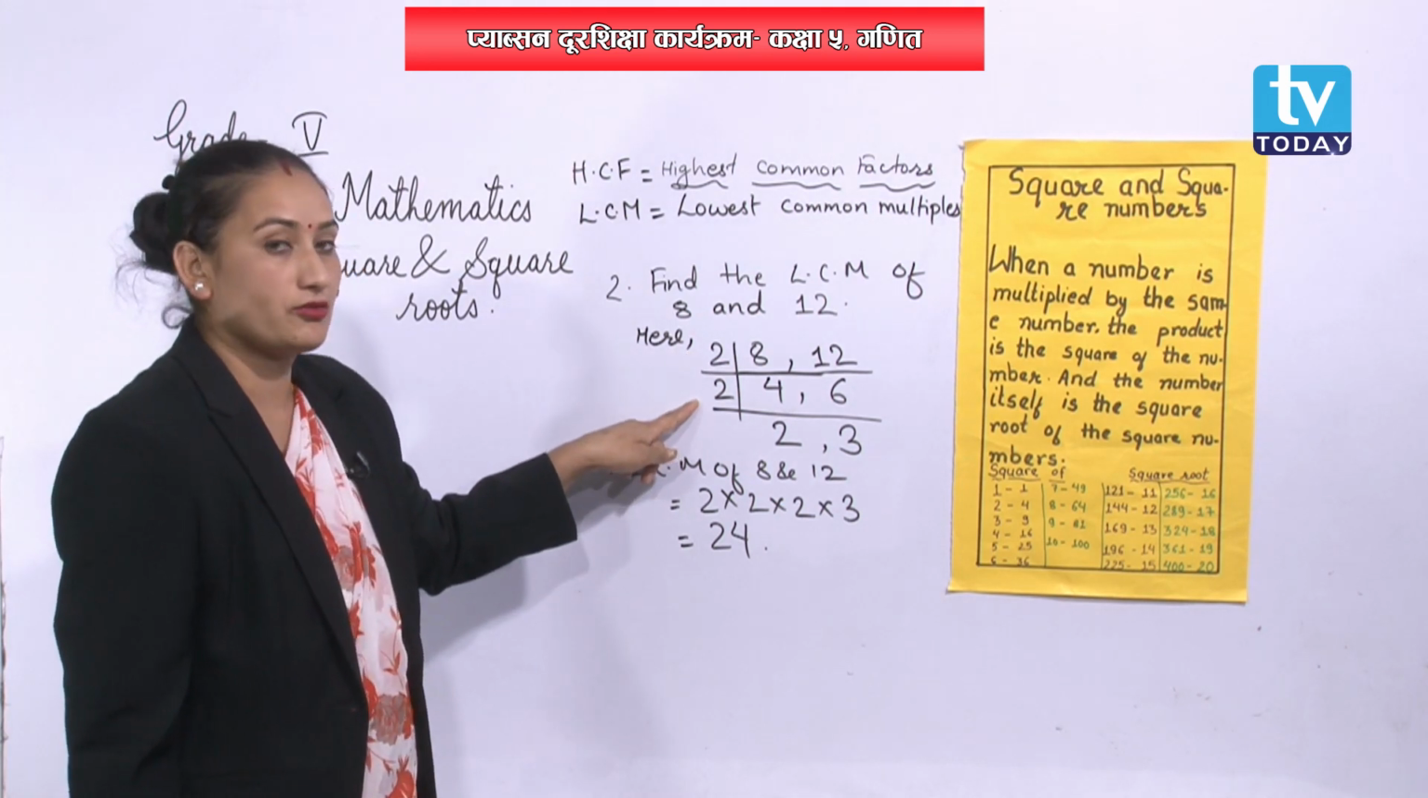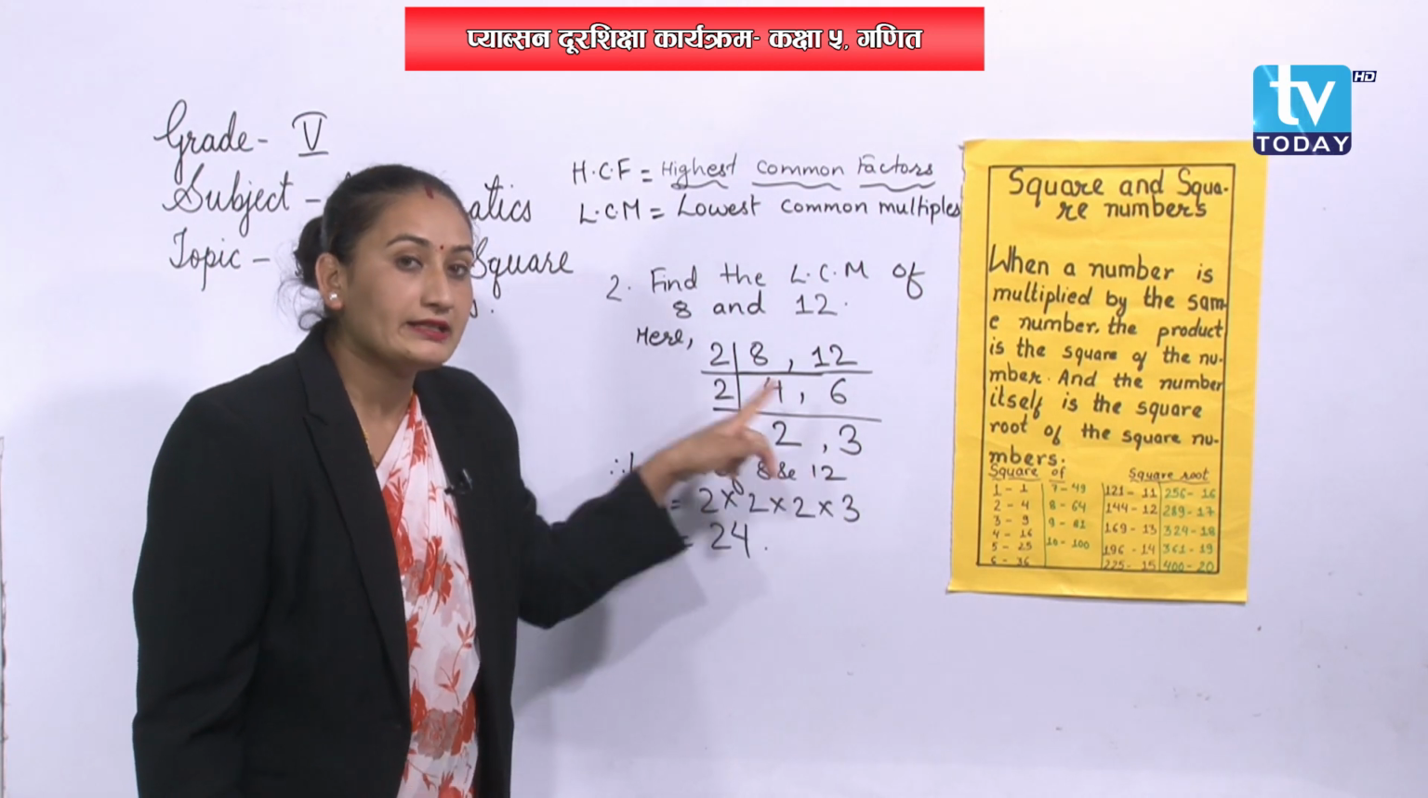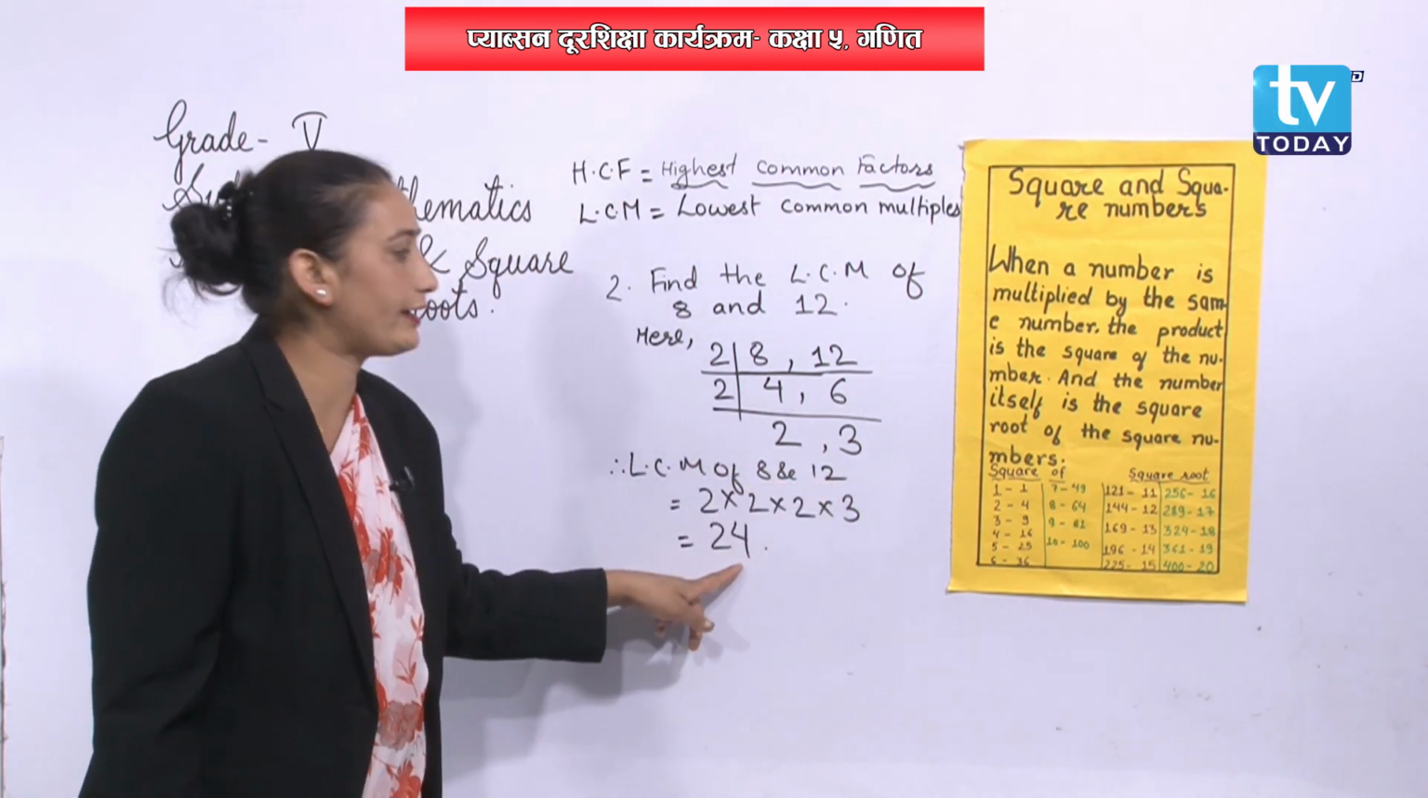2 times 2 is 4, 4 times 2 is 8. Which number is left over here? 3. That means 8 times 3 is 24.